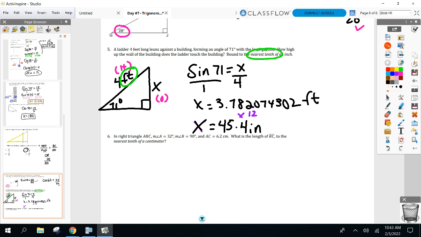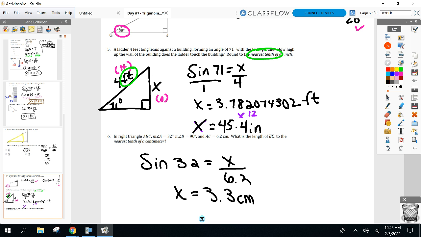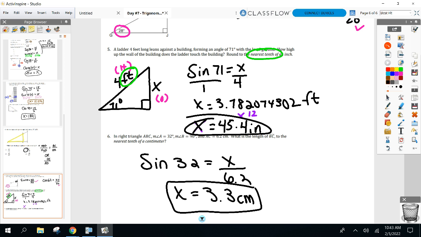Hopefully you're using sine ratio. And make sure you have units on your answer. Have units. Questions? Comments at all?